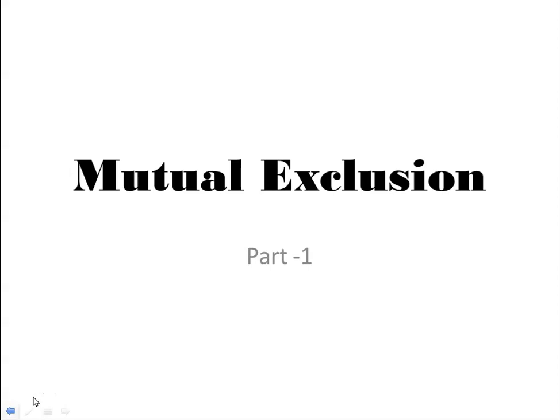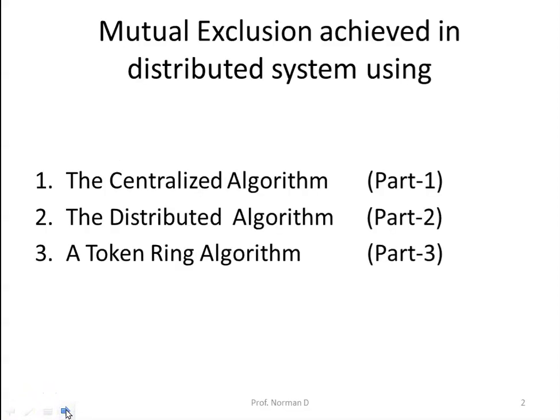time. In single processor systems, critical regions are protected using semaphores and monitors. In this session, we will see how critical regions and mutual exclusion can be implemented in distributed systems. We will be discussing the centralized algorithm, followed by the distributed algorithm and token ring algorithm in part 2 and part 3.